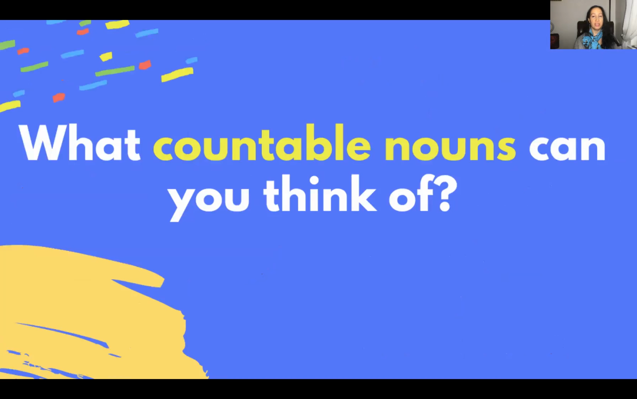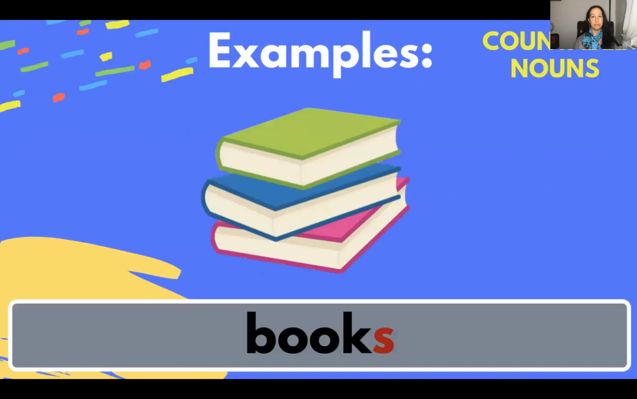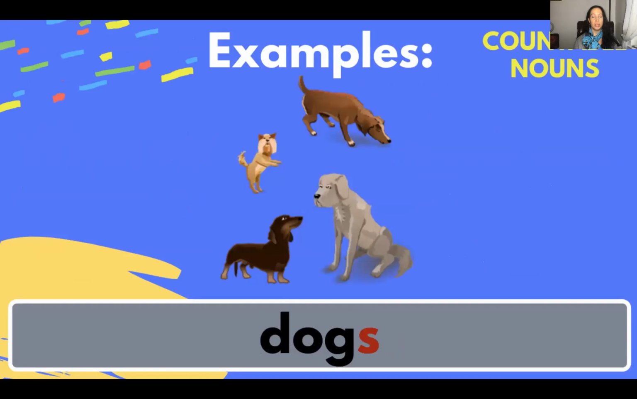What countable nouns can you think of? For example, books. You can count the books. You can count the dogs. How many dogs are in this photo? There are 4 dogs because you can count them. Remember, countable nouns are nouns that you can count.